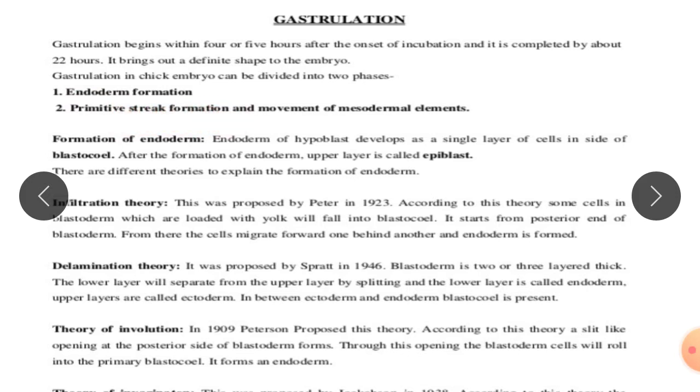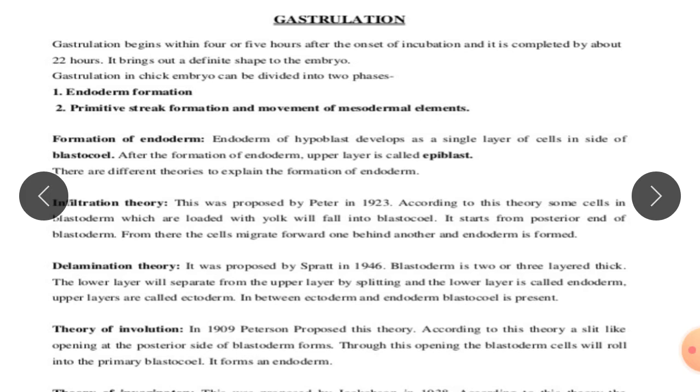Primitive streak is a stick-like streak which develops from posterior to anterior direction in the blastodisc, just below the epiblast, and involves movement of mesodermal cells. Mesoderm, another germ layer, is going to be developed in between epiblast and hypoblast. Epiblast is going to develop into ectoderm, hypoblast into endoderm, and in between epiblast and hypoblast, one more layer is formed, called the mesoderm.